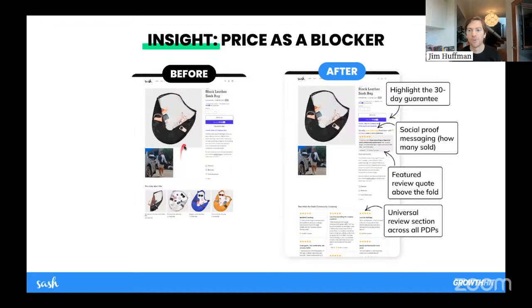So here's the before and here's the after. Here's some things we did to address price. So the first thing was risk reversal, highlighting the 30-day guarantee. Like, hey, you buy this for 200 bucks, 300 bucks. You don't like it, send it back. So that's one way to address price. Again, the other thing is because this company was sitting on so much social proof that was overflowing, we're like, oh my gosh, we got to make this known. So we put, hey, over 250,000 bags have been sold. We put in a testimonial here.